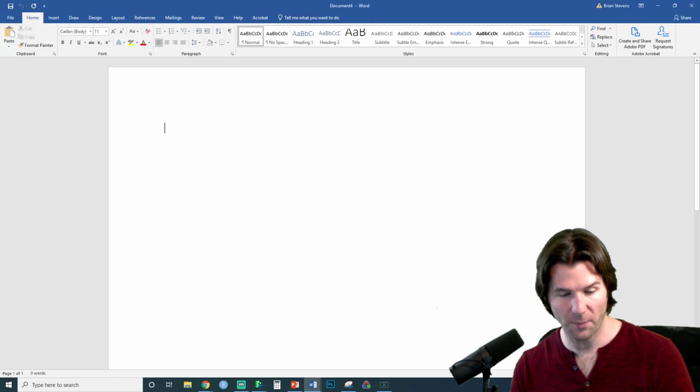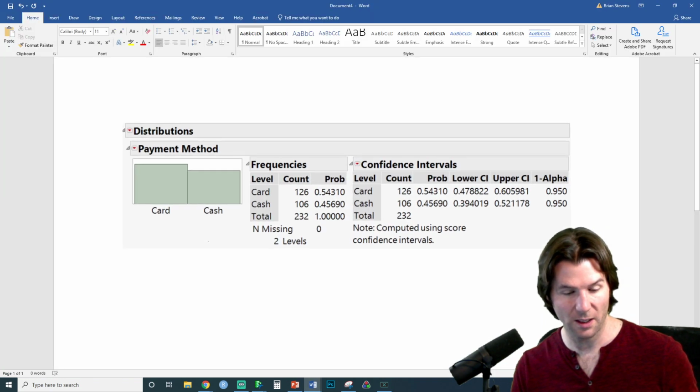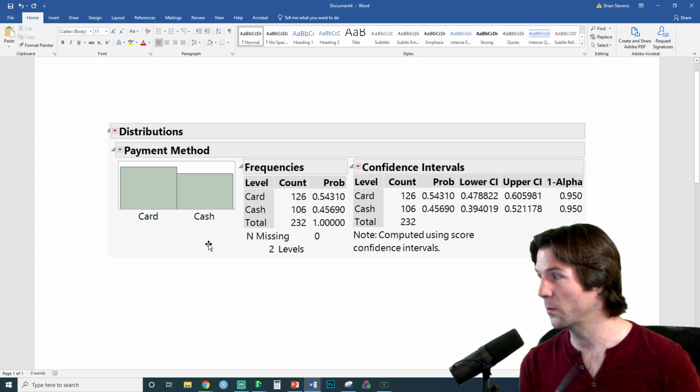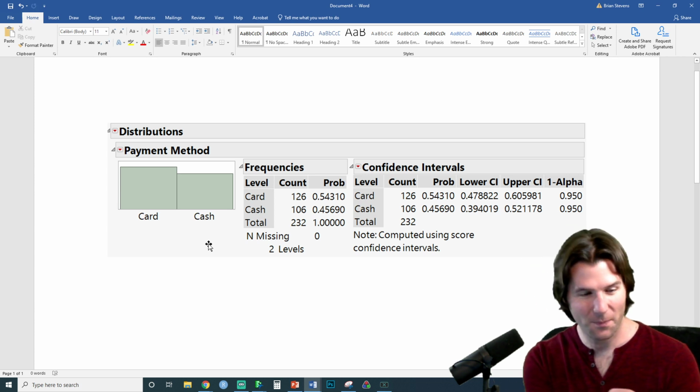So here's all of our output, and we're going to paste it right into here. We're going to zoom in a good bit, and we're going to start marking on it so we know what's going on right here.